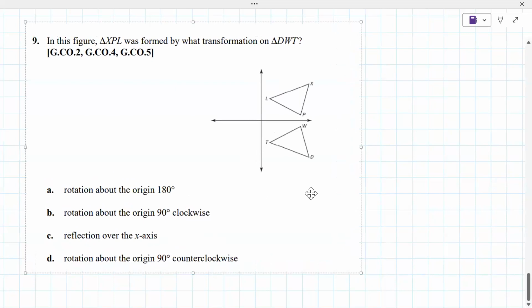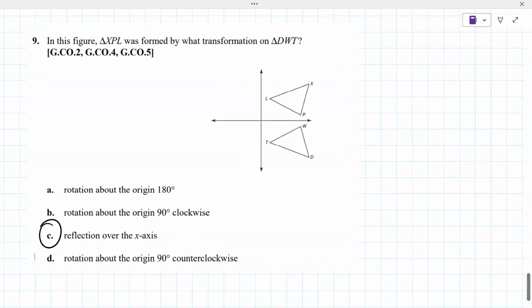All right. What do you see here? Reflection across the y-axis, I mean x-axis. Reflection across the x-axis. C. So it's letter C. Good. All right. Nicely done.